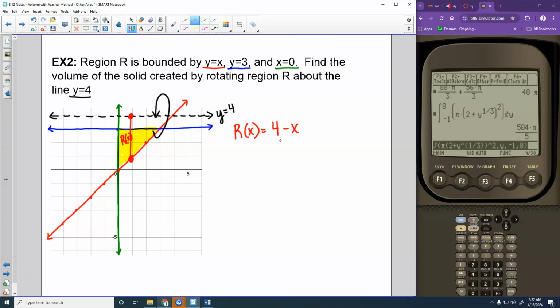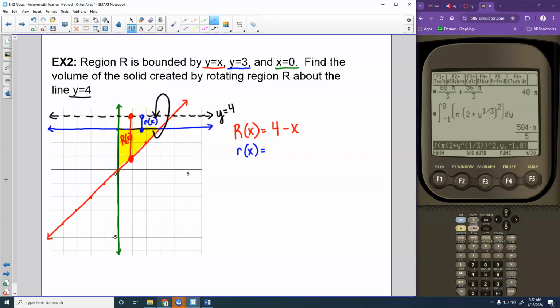Okay? Now, our inside radius is from the line that we're rotating around to the closest one. That is our lowercase r of x. Now, that's going to be constant the whole time, right? Because if I slide this left or right, it's the same everywhere.